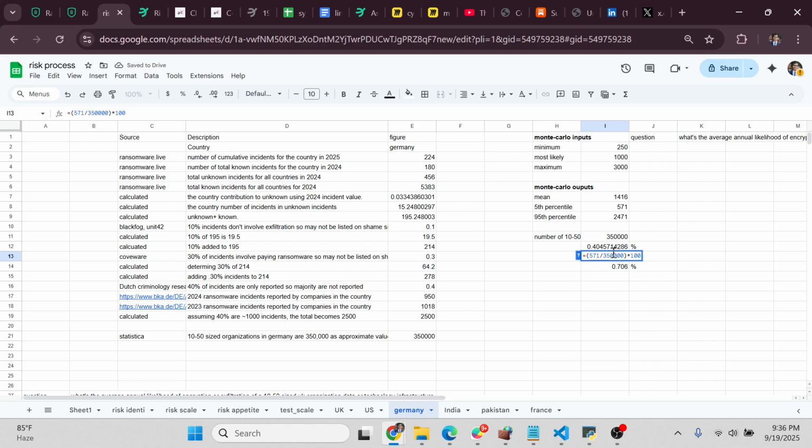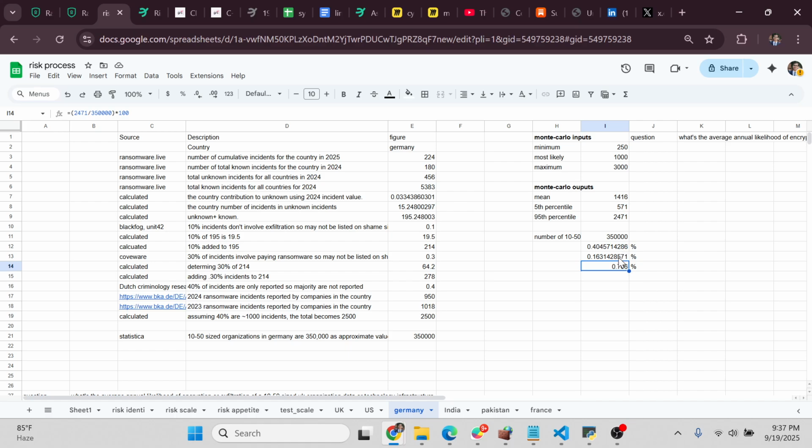This is the minimum: 571 divided by 350,000 gives us the minimum. And then this is the maximum. We're doing the same: 2,471 divided by 350,000, multiplied by 100 to convert it to a percentage. This is what we are left with. To sum it up, if you are a German organization with 10 to 50 employees, the chance of ransomware encrypting or exfiltrating your data is 0.4 to 0.7%. This is a general estimation.